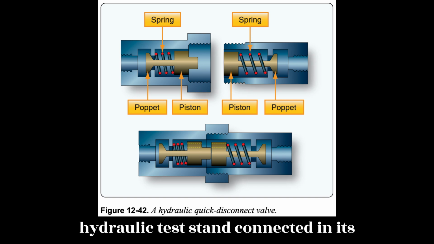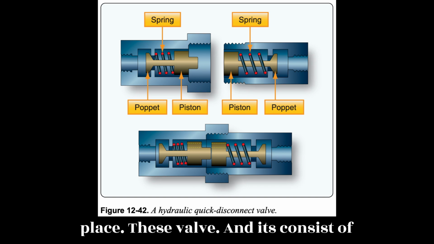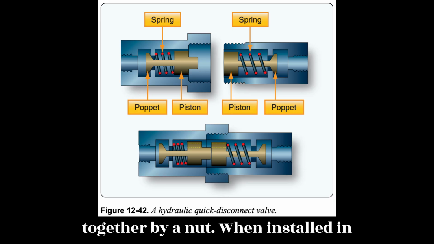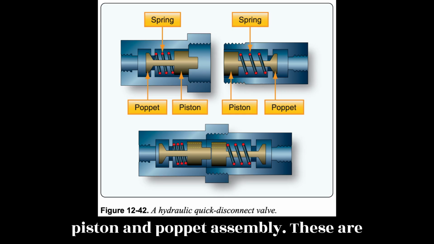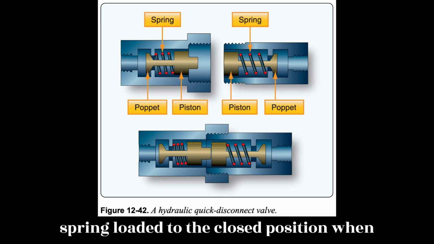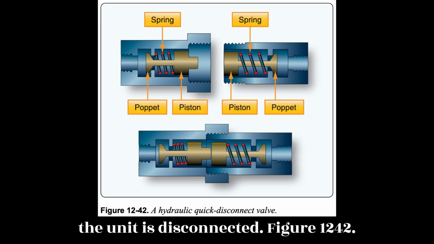connected in its place. These valve units consist of two interconnecting sections coupled together by a nut when installed in the system. Each valve section has a piston and poppet assembly. These are spring-loaded to the closed position when the unit is disconnected. Figure 12.42.